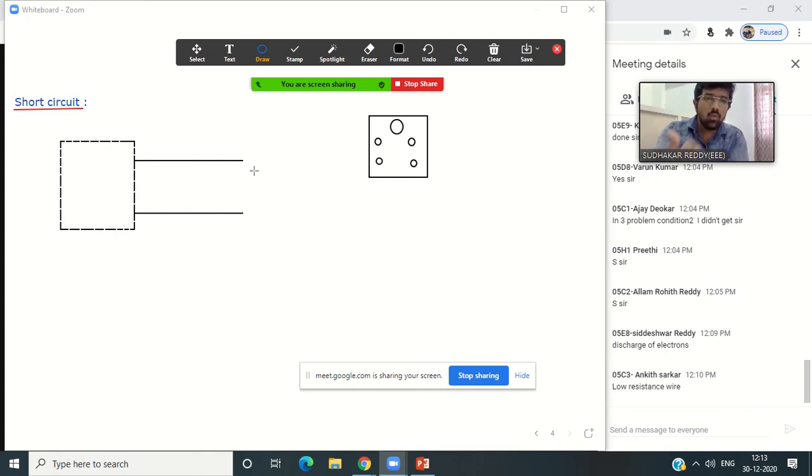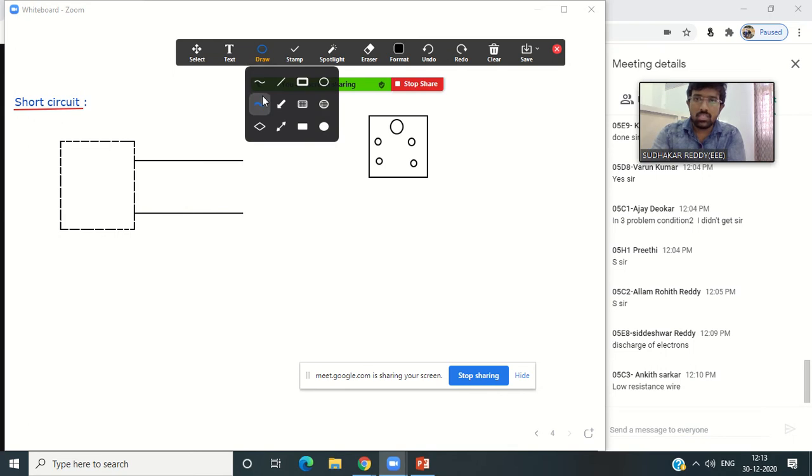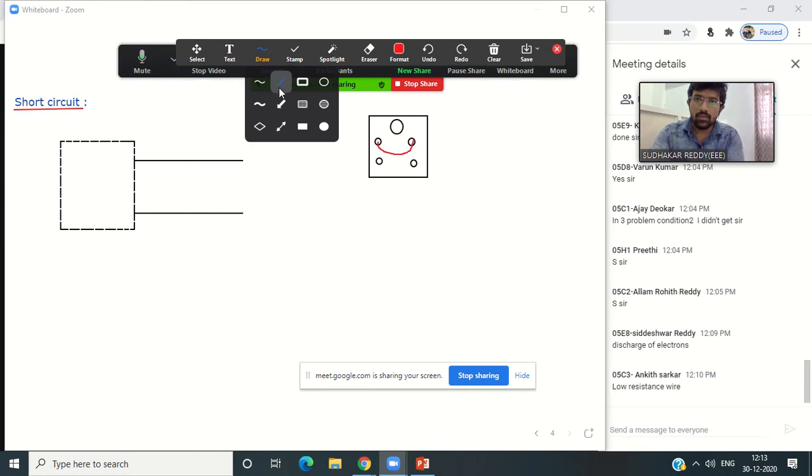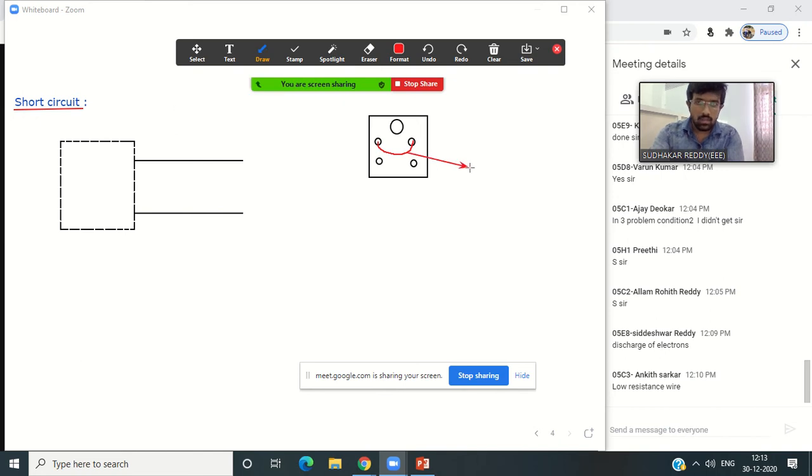First of all, I can make a short circuit simply like this. If you connect a wire directly between this phase and neutral, that leads to a short circuit. We will see why. If you connect a wire between these two points, phase and neutral, that leads to a short circuit.